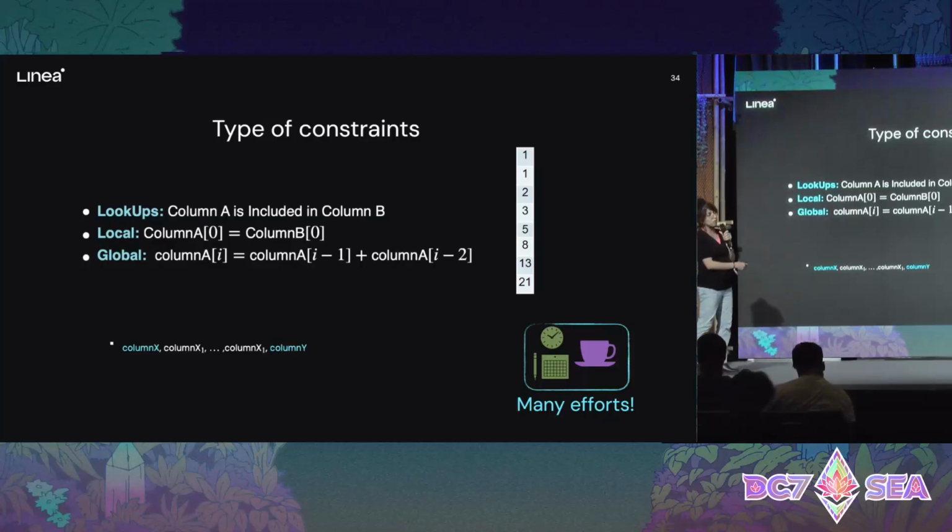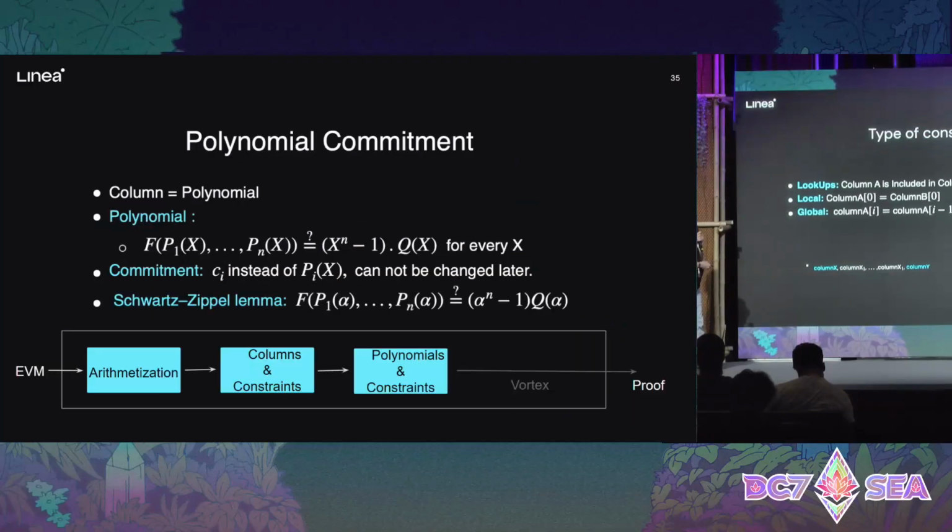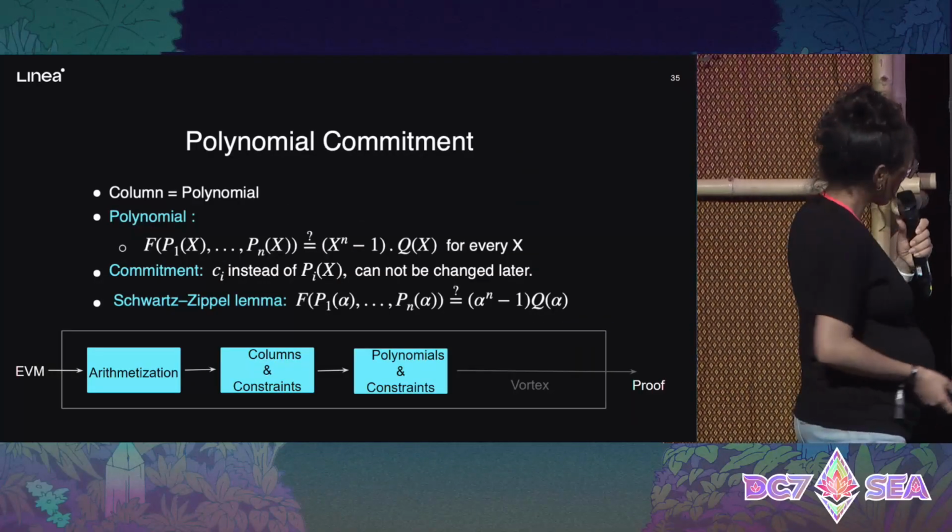Okay, if you want to verify this constraint as a verifier, definitely you don't want to do it like this, because it's too much effort, especially for global constraints, because they are over the cells and you have to check a lot of relations between columns and cells. That's where polynomial commitment comes to the rescue.